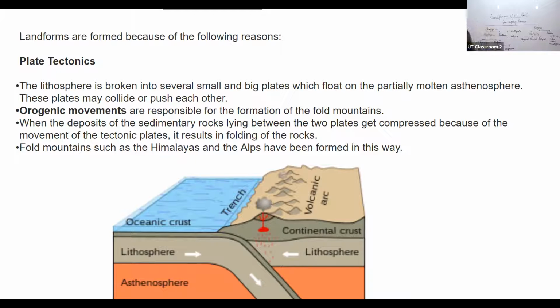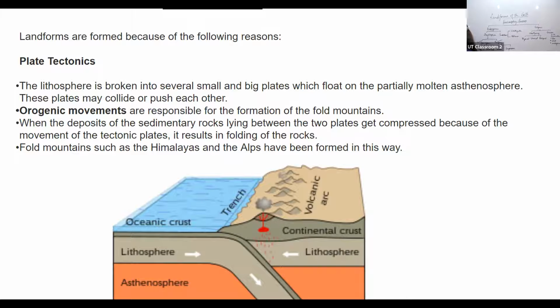You can see here the lithosphere. This is the asthenosphere, the molten asthenosphere. So what is happening? This plate is pushing this. So this part is going down. After that, what happens when this part goes more down? It's hot. So again, this also becomes molten. And then it comes out in the form of magma lava.